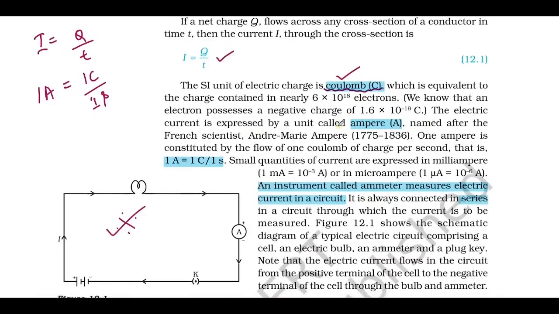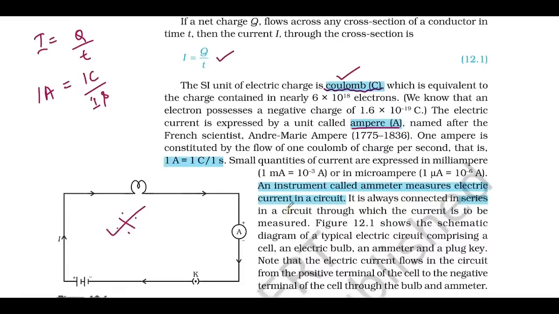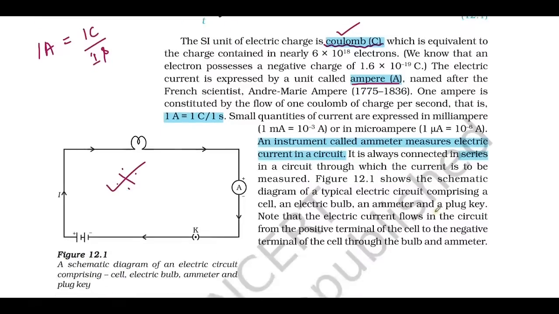The electric current is expressed by which unit? Ampere. The SI unit of electric current is ampere. Then the definition of 1 ampere is 1 coulomb divided by 1 second. The instrument used to measure the electric current in a circuit is the ammeter, and it is always connected in series in an electric circuit.